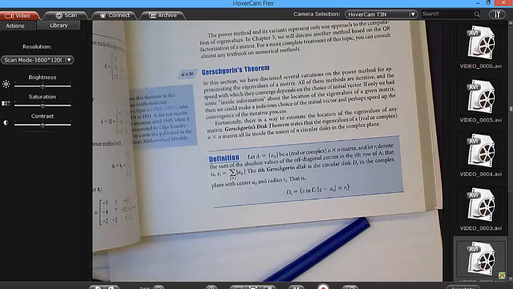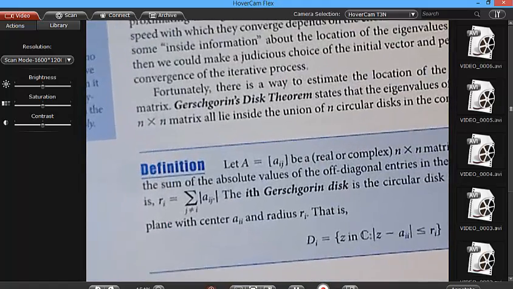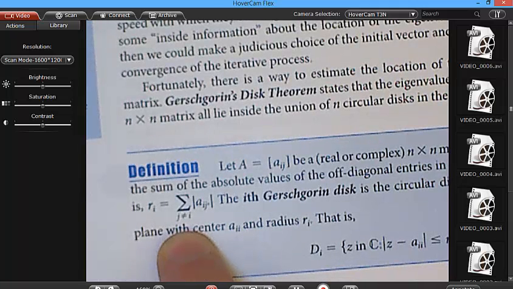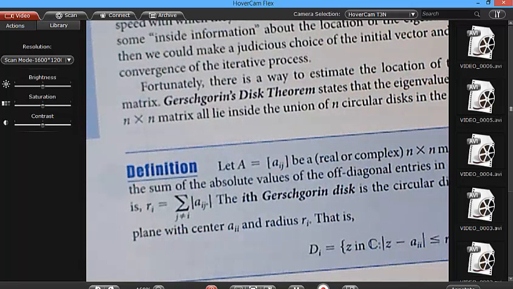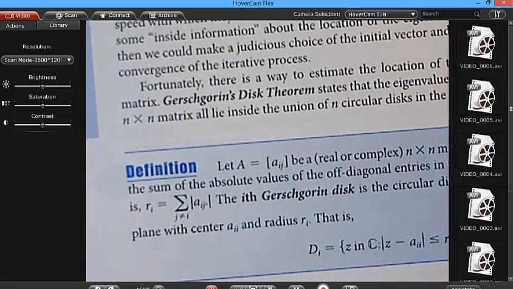What they're trying to say with the notation here is add all the entries that are not where i equals j. Add everything except for what's on the diagonal, and that'll give you the radius. You said the y value is the complex numbers? Yeah, so z equals x plus iy.